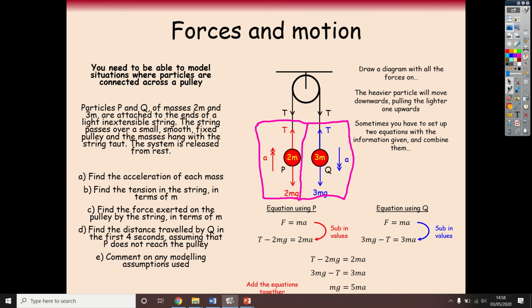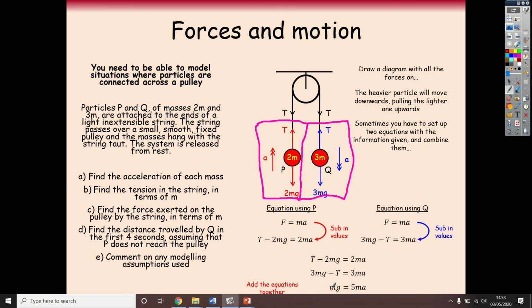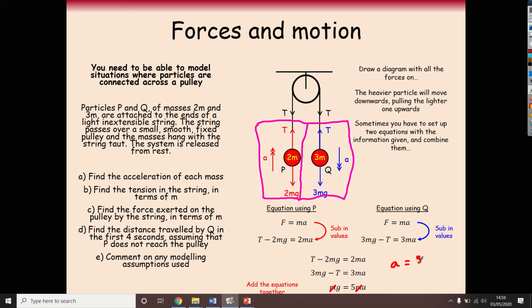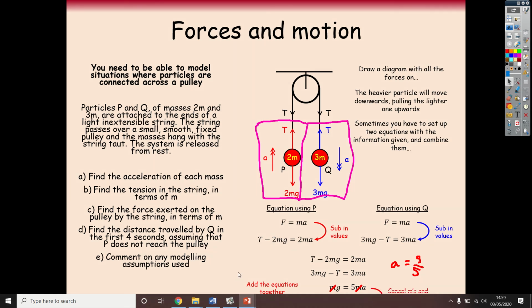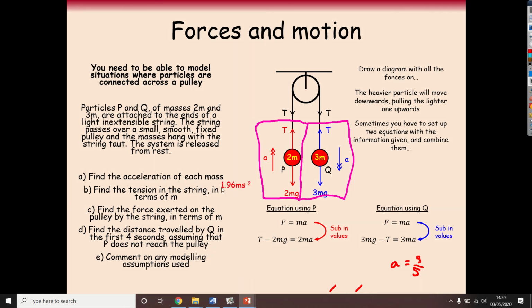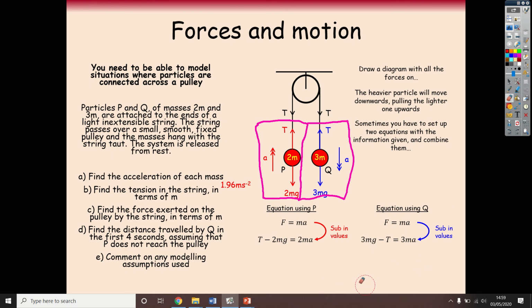I think I'm going to run out of space at the bottom because of that bar at the bottom, so I'll do it over here. M cancels with m, and then you end up with a equals g over 5. Look for that cancelling there whenever you see it. Typically you get to something like that at the end. So a is g over 5, which is 1.96 as well. So that can now go on our system. We can put that on our diagram. Let's get rid of this as well.